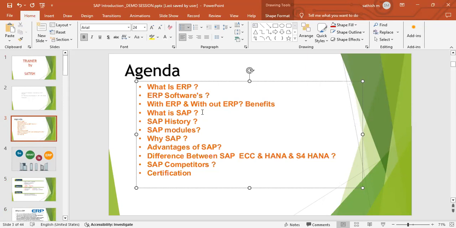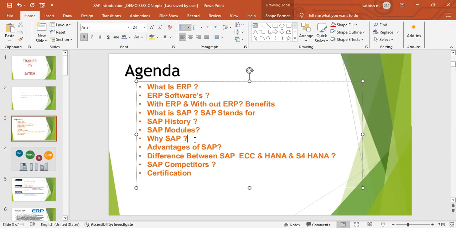Later on, we will discuss what SAP is and what SAP stands for, as well as SAP history: how it was invented, who invented it, and its past. And later we will learn about the SAP modules that are available, along with the advantages and disadvantages of SAP.